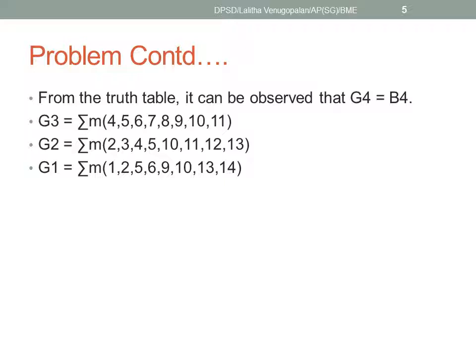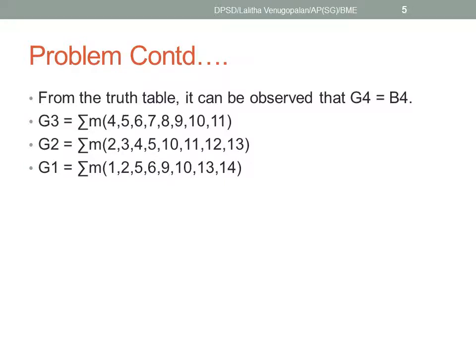Then G3 is 1 in the following minterms: 4, 5, 6, 7, 8, 9, 10, 11. G2 can be defined as the sum of minterms 2, 3, 4, 5, 10, 11, 12, 13. G1 is defined as the sum of minterms 1, 2, 5, 6, 9, 10, 13, and 14. So let us draw a K-map for G3, G2, and G1 and see the equivalent reduced Boolean equation for these three outputs.